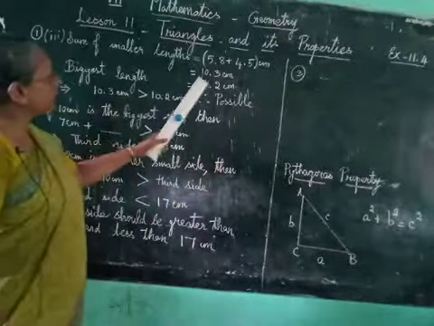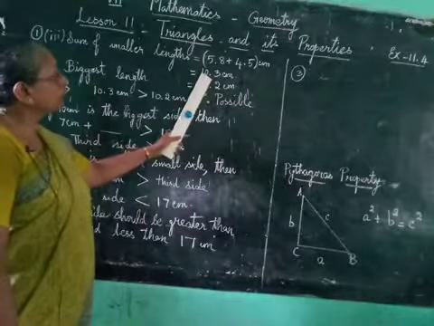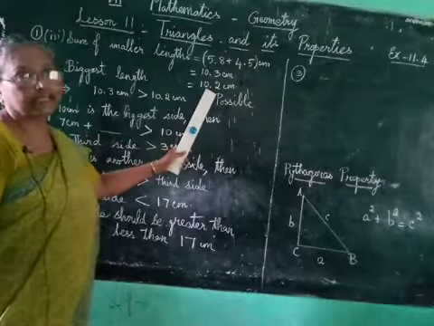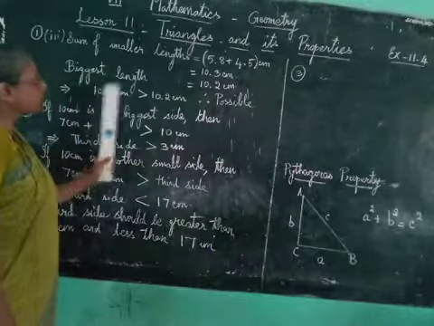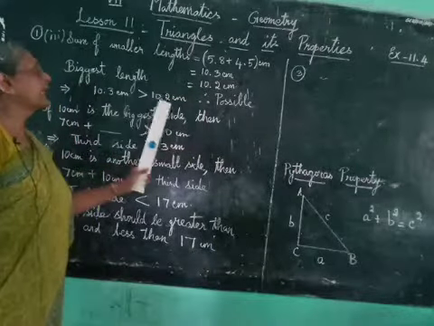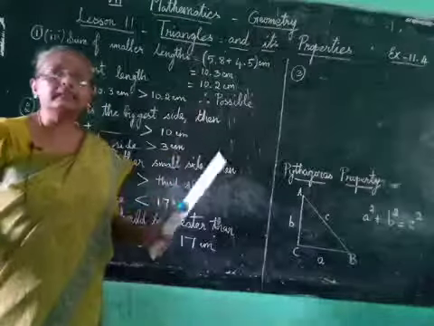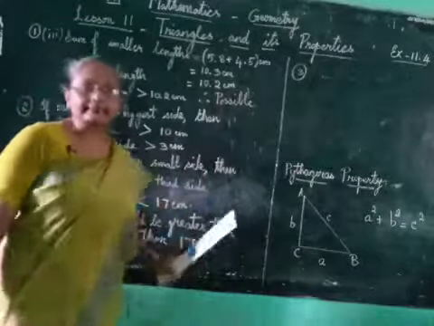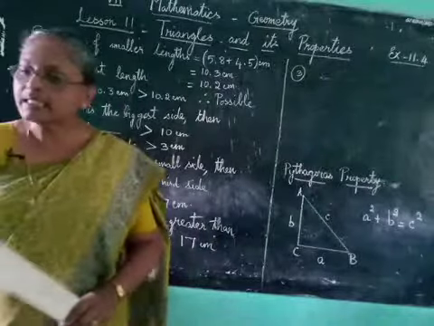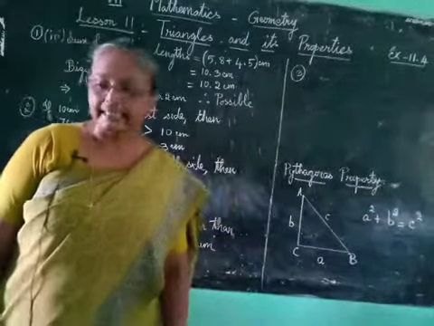So we will compare these two. The sum should be greater than the bigger side. Here 10.3 centimeter is greater than 10.2 centimeter. If it is greater, then the triangle is possible. So therefore we can say it is possible to have a triangle with these three sides.